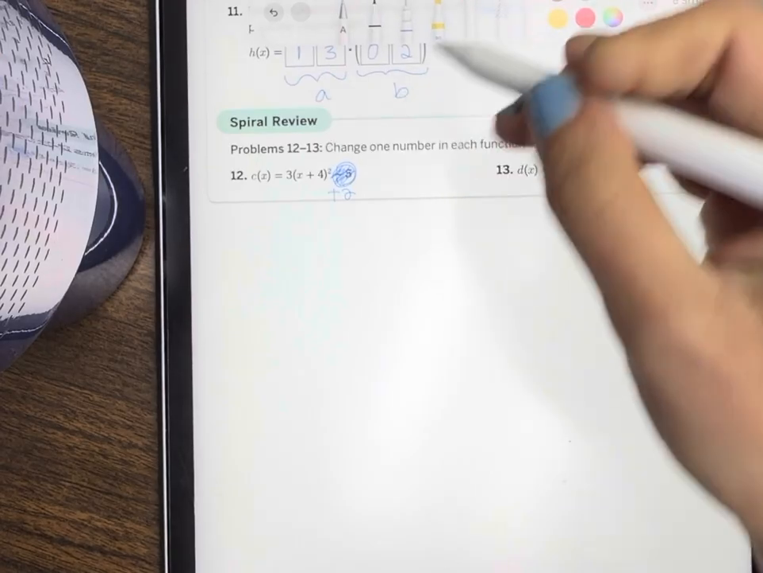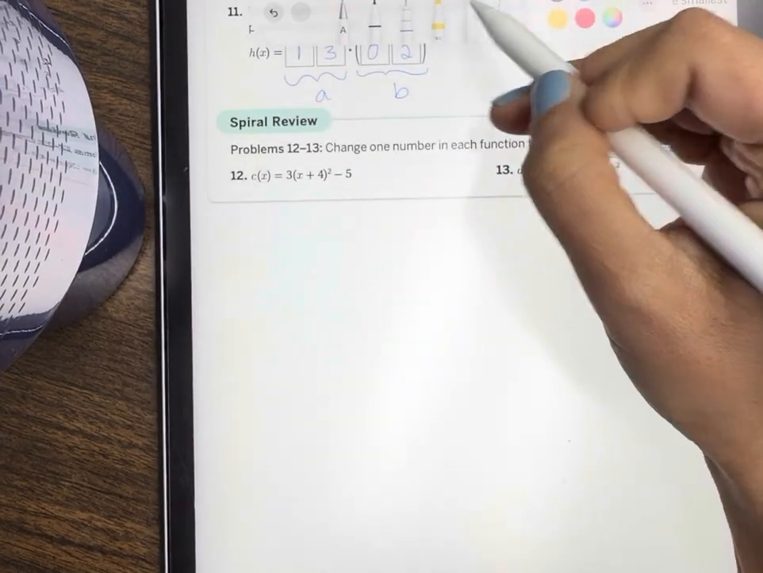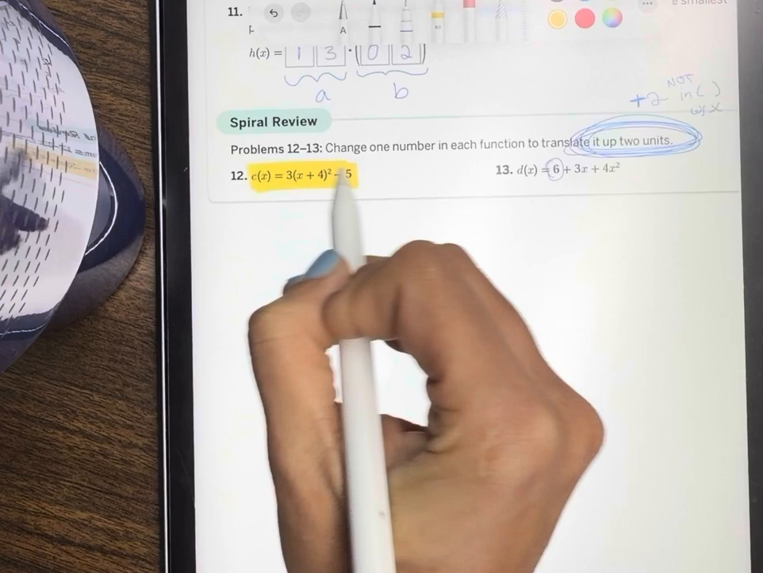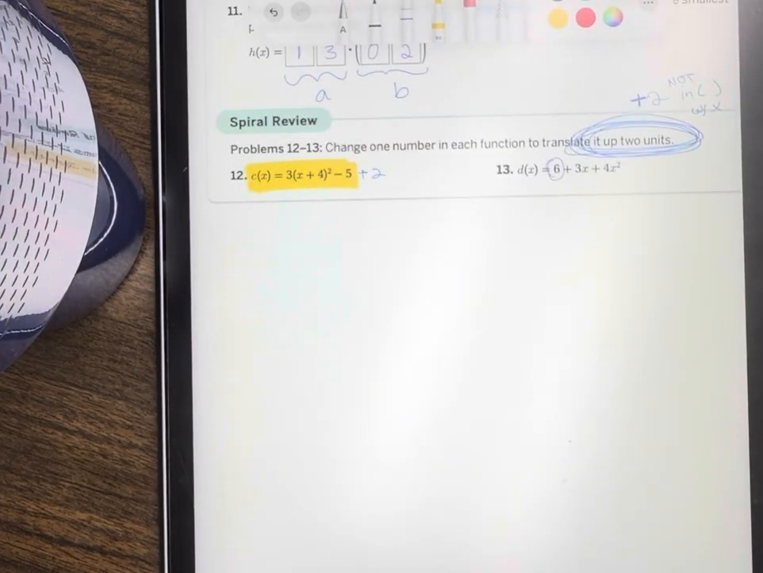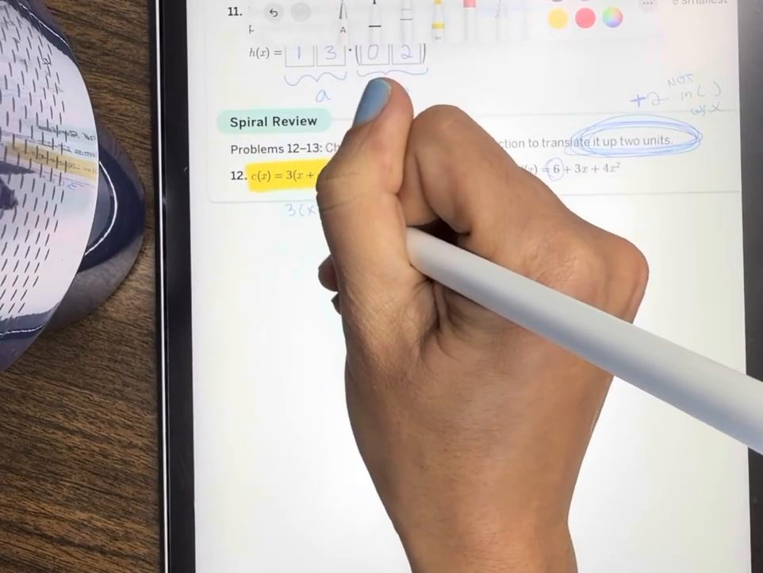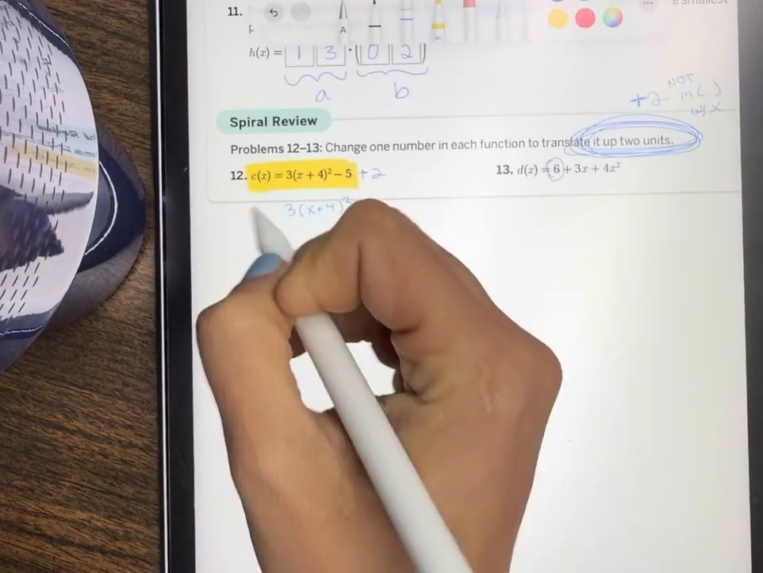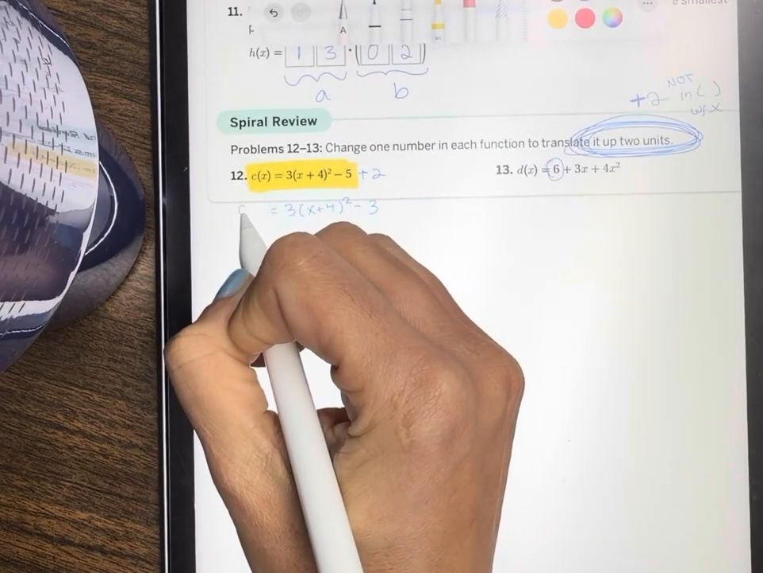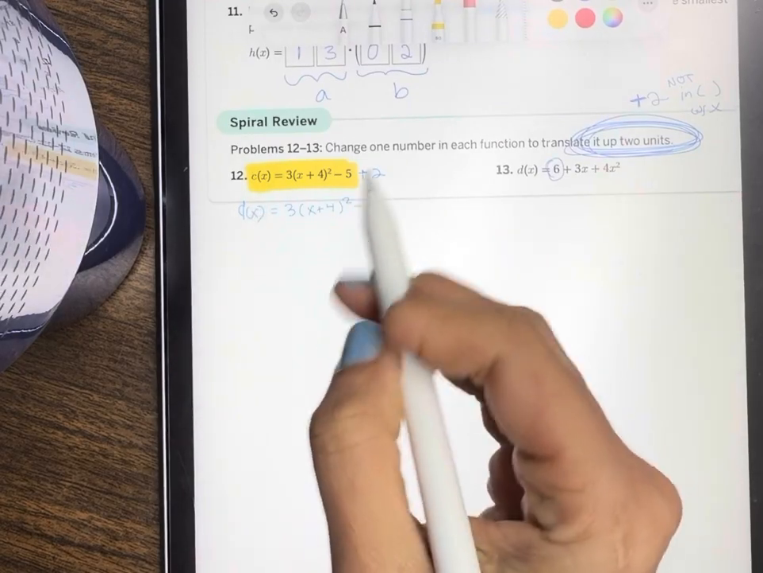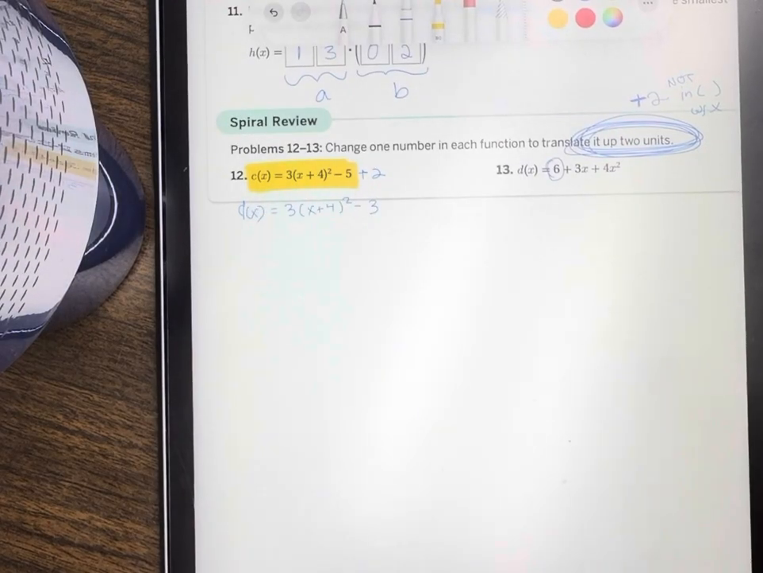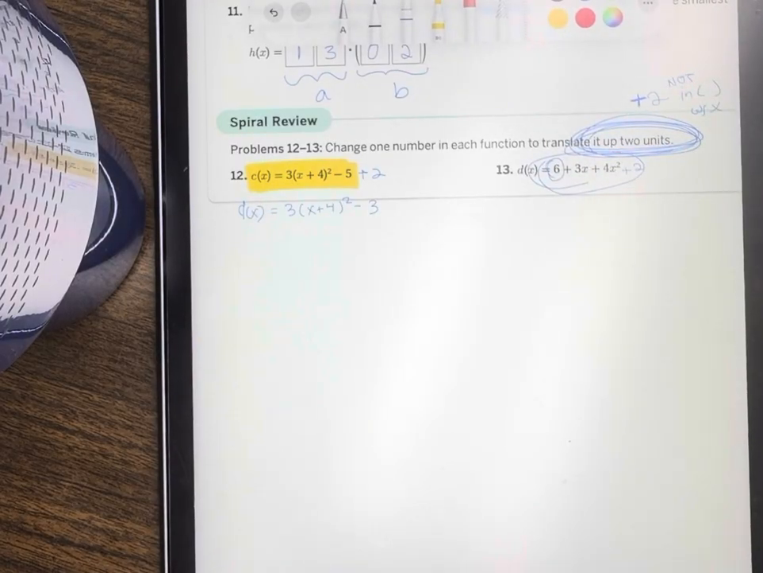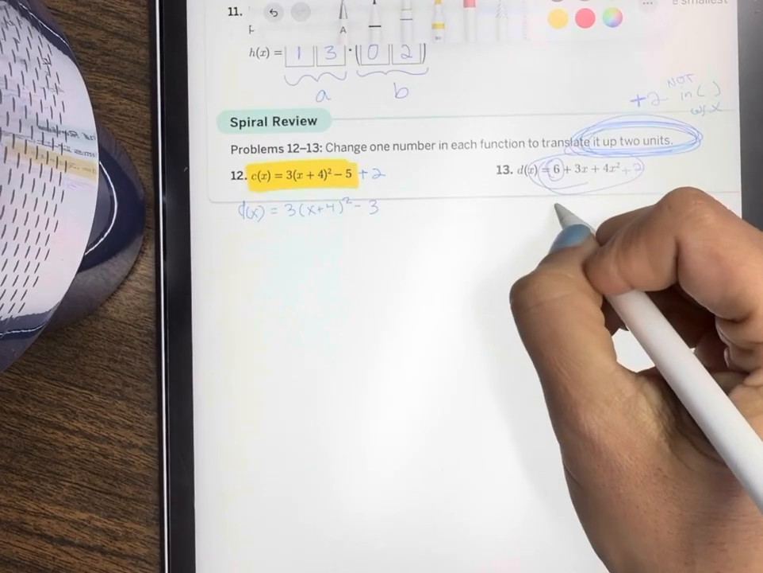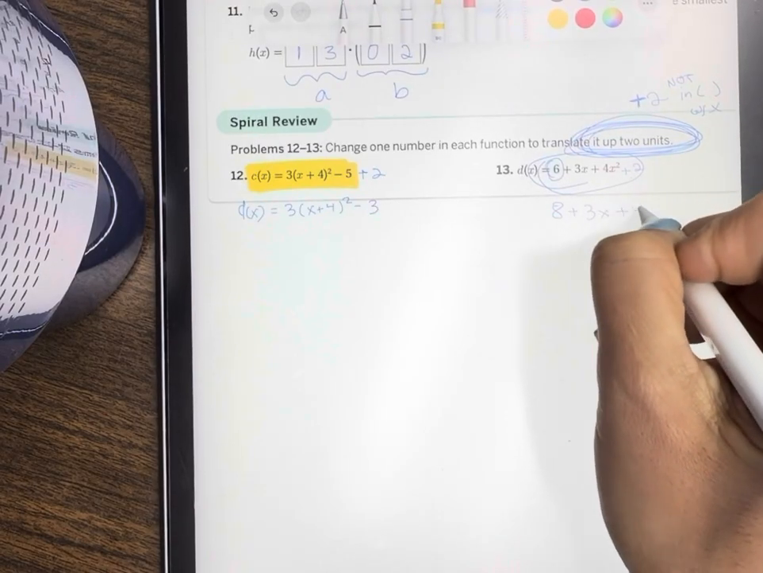Wait, no. I misunderstood. Hold on. We want this function to go up 2 from where it is. So we need to just give it a plus 2. So whatever this function is, it will go up 2. Now, simplified, it's going to become 3x plus 4 squared minus 3. So technically, what we needed to do was, let's call it d of x, change that 5 to a 3, all right? And in this situation, to move whatever this is up 2, we add a plus 2 to this guy, which means that it will combine with that 6 and be 8 plus 3x plus 4x squared, all right?